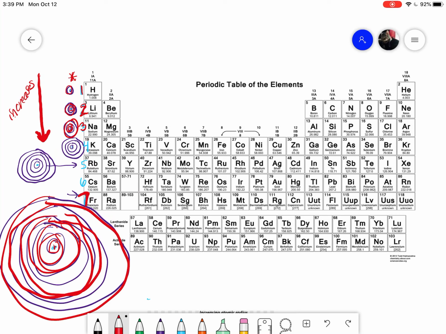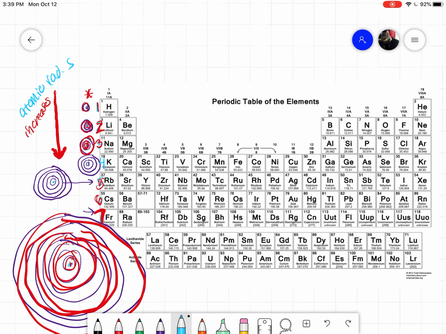And so as we go down the periodic table, and we move on to elements that are in a higher row number, so are like up towards 7, the atomic radius gets bigger. So the atomic radius increases.